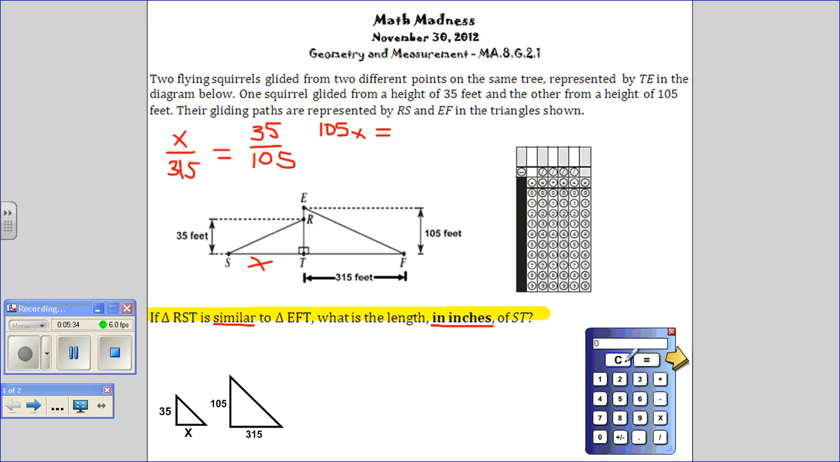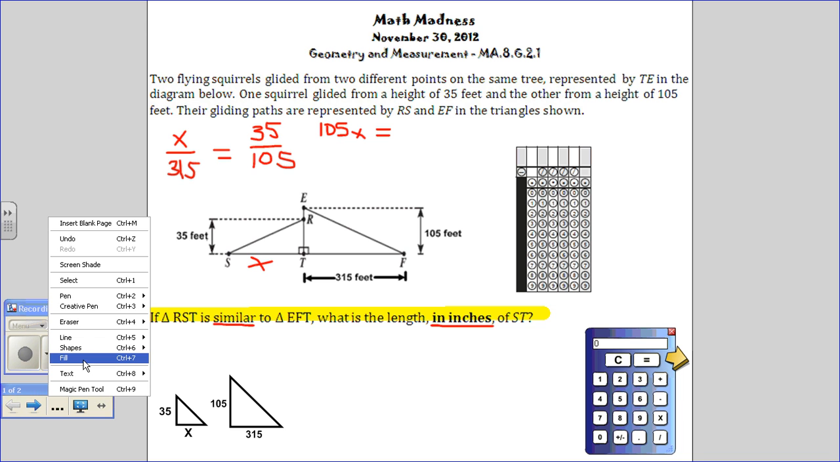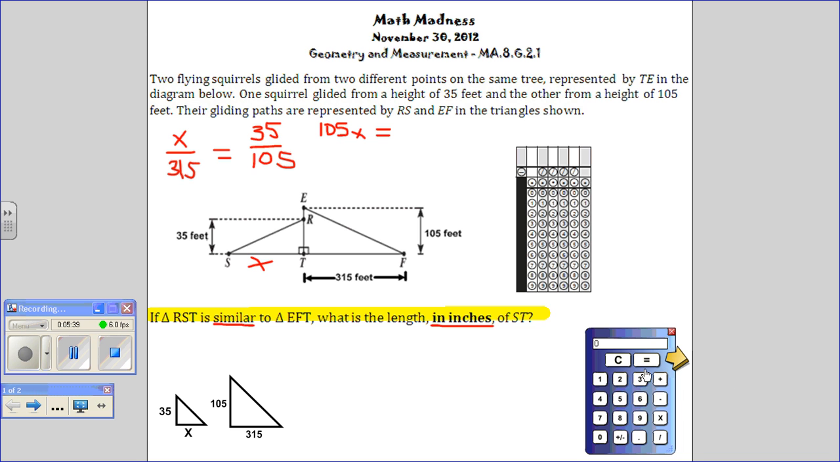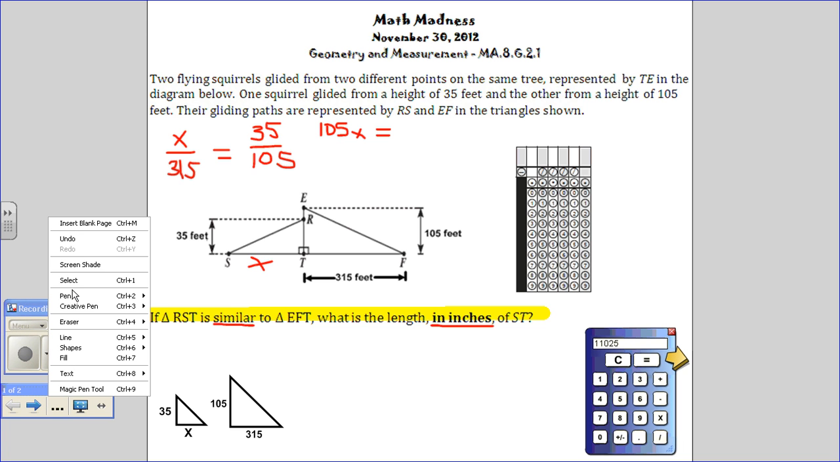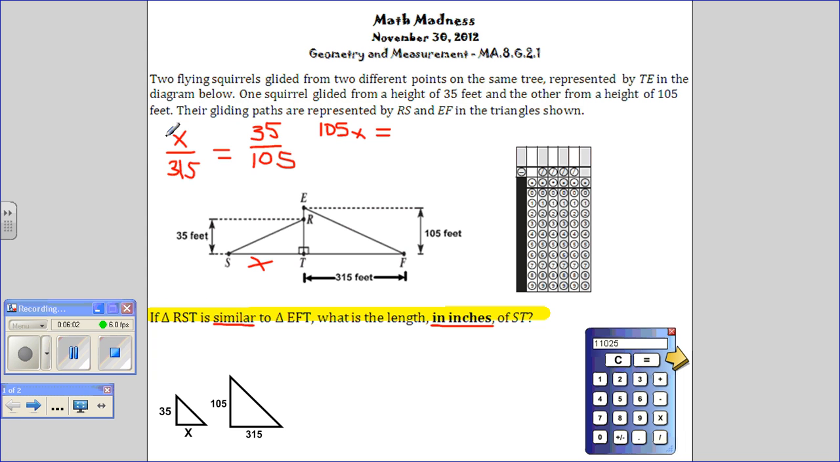Well, my handy dandy calculator, let me get my select, clear it out. I have 35 times 315 equals, can you guys see that? 11,025. So let me get my pen back. I'll take blue. I get 11,025.